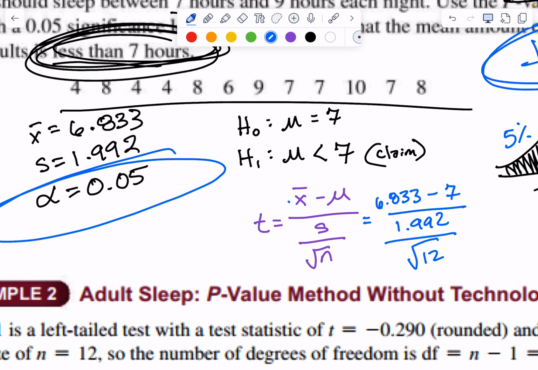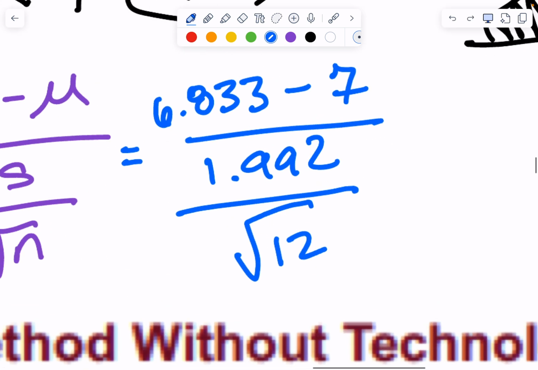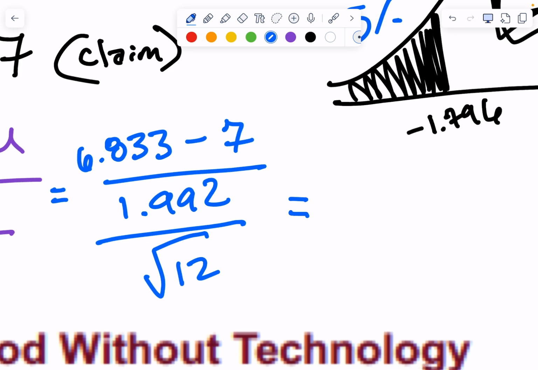Which is in fact less than 7, right? 6.833 is less than 7. But is it close enough to 7 that it's equal to 7? Because I only surveyed 12 people. I could have surveyed much more, right? So that's what we have to decide, okay? Now, according to this number, what is that number if you do it? Did somebody do it?